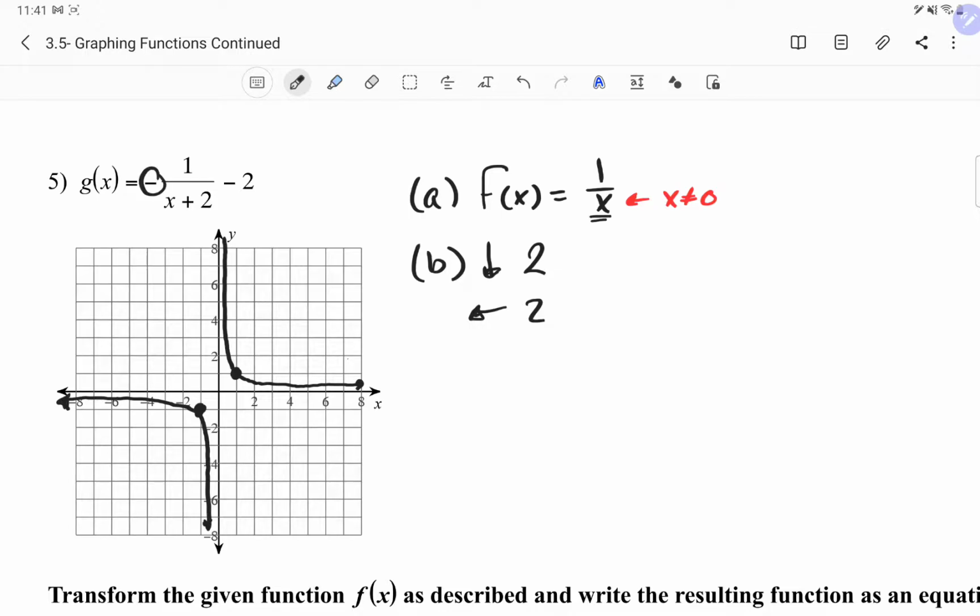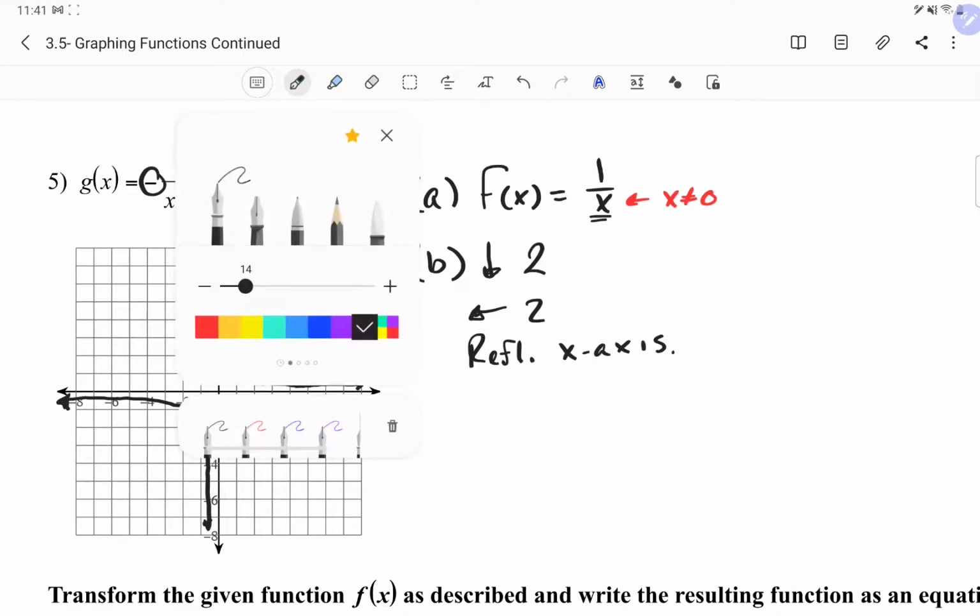And then this negative on the outside tells us that it is going to be a reflection on the x-axis. Okay, so it's a reflection on the x-axis. So it's going to flip upside down when we're done with this.